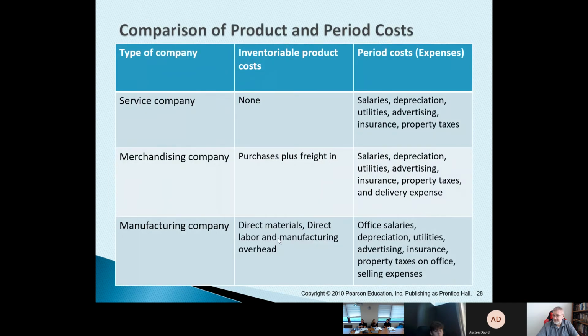Manufacturing companies, you've got direct material, direct labor, manufacturing overhead, okay? Their period costs are those things that get charged out each period. There's their office salaries, their depreciation, utilities, okay? You don't have your manufacturing cost involved there.